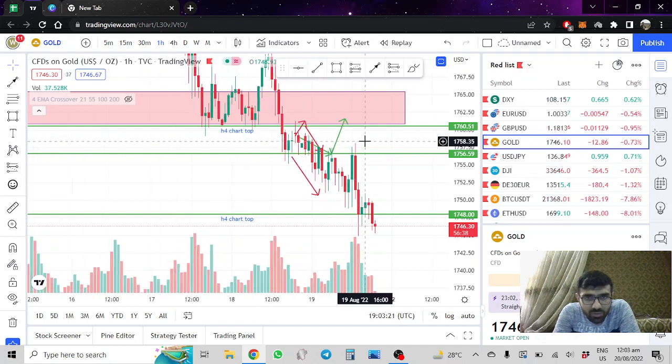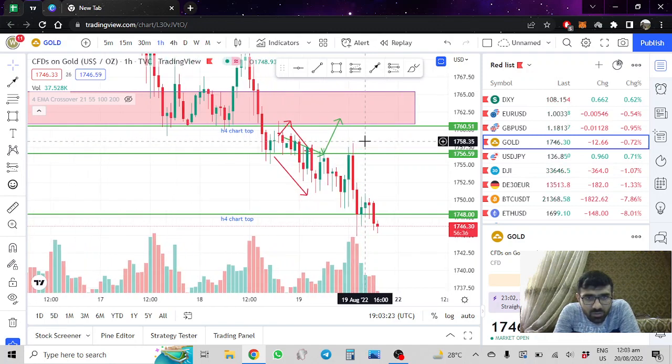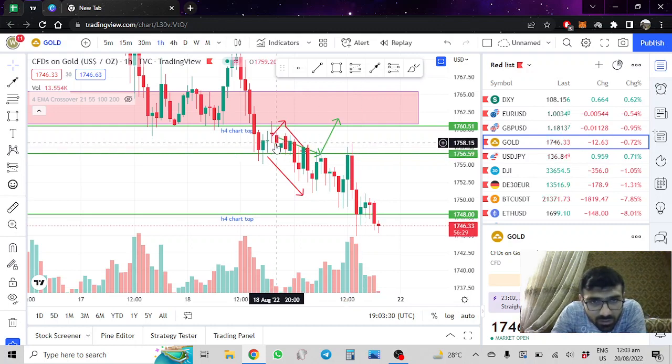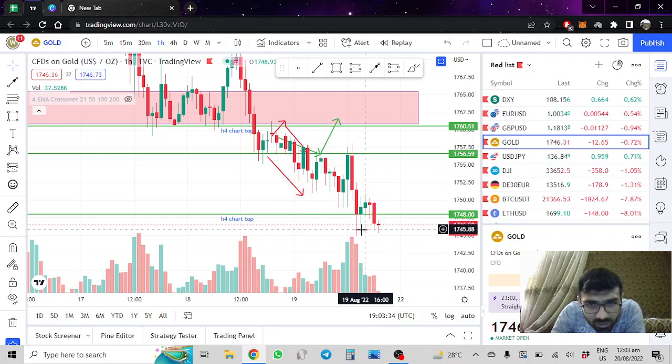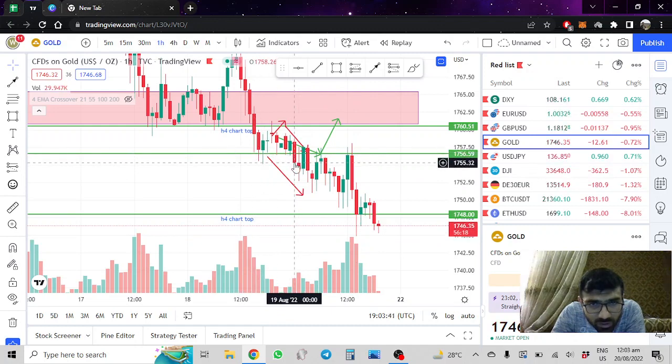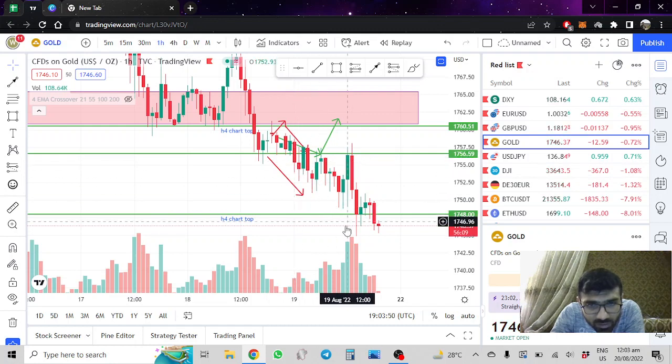So if you had gone short from here, even then you guys could have made a huge profit somewhere till here. And the second trade that we gave was to short from here. If you are a risky seller, then maybe you can short from here, and still you guys could have made a huge profit till here.